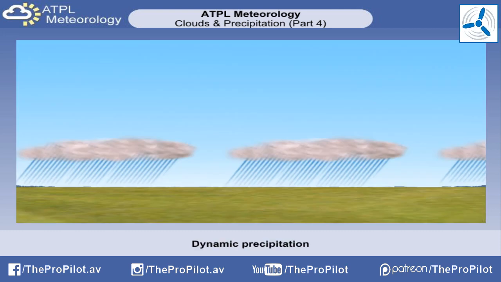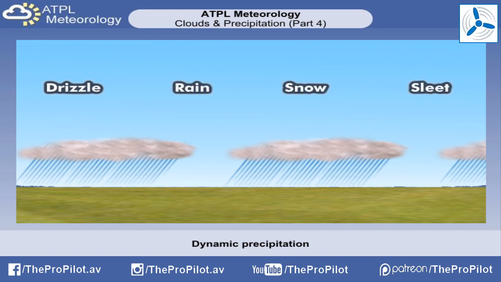Dynamic precipitation falls from layered cloud, as opposed to showers from convective cloud. It is characterized by its more gentle onset and cessation, and duration of several hours. Although note, this isn't always the case. This type of precipitation can be of drizzle, rain, snow, or sleet, or occasionally ice pellets, which are similar to hail but come from layered cloud.